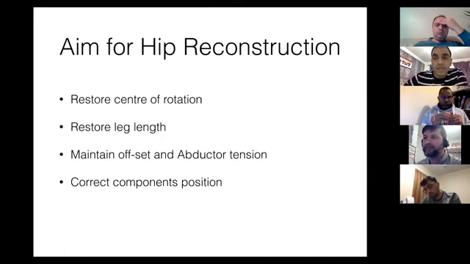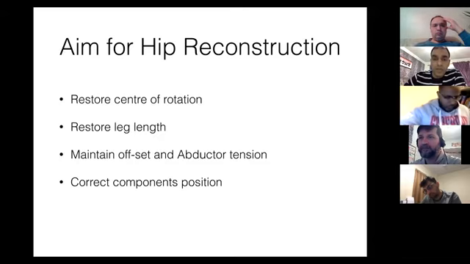So again, what are the aims for hip reconstruction? This is very, very important. You should know the principle. Whether you are doing a primary hip replacement or a revision hip replacement, as long as you keep these 4 aims and the principles of hip reconstruction straight, you will have a successful outcome. And this is very, very important for the exam as well. So your primary aim is to restore the center of rotation, restore leg length, maintain offset and abductor tension, and correct component positioning. So if you fulfill all these 4 aims, you're going to have a successful hip reconstruction, whether it's a primary or a revision hip surgery.